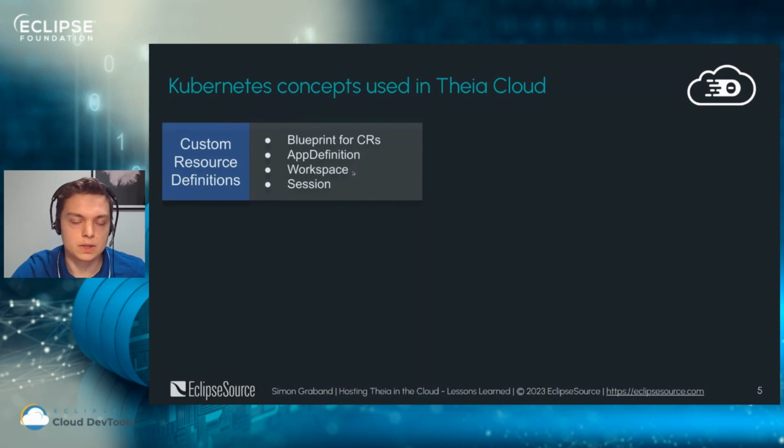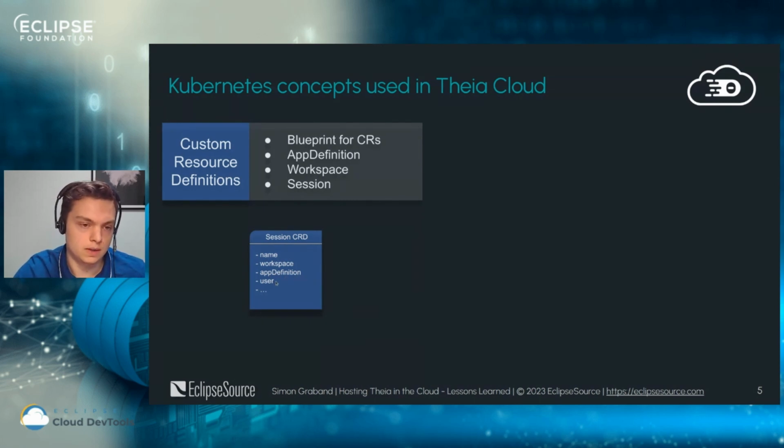We need a workspace, which is the storage you want to use. And lastly, we have the session. The session one, I will show you the definition for it, because it's also the description of a session inside of Theia Cloud. So here we define a session to need to consist of a name. It needs to provide a workspace that we want to run, and we need to tell it what app definition we want to run and which user is using that session.